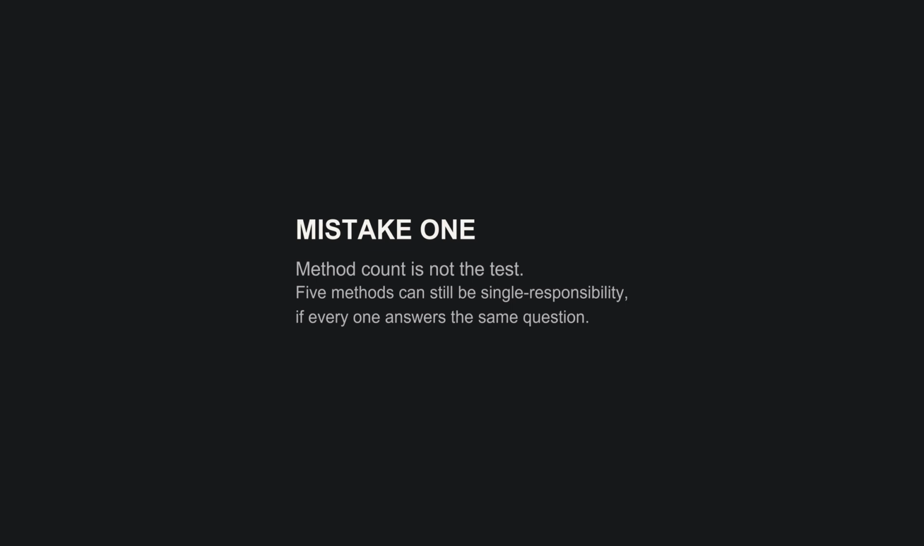First mistake. Single responsibility is not about how many methods a class has. Invoice calculator can have 5 methods and still be single responsibility, as long as every one of them exists to answer the same question. What does this invoice cost? Method count is not the test. Reason to change is.